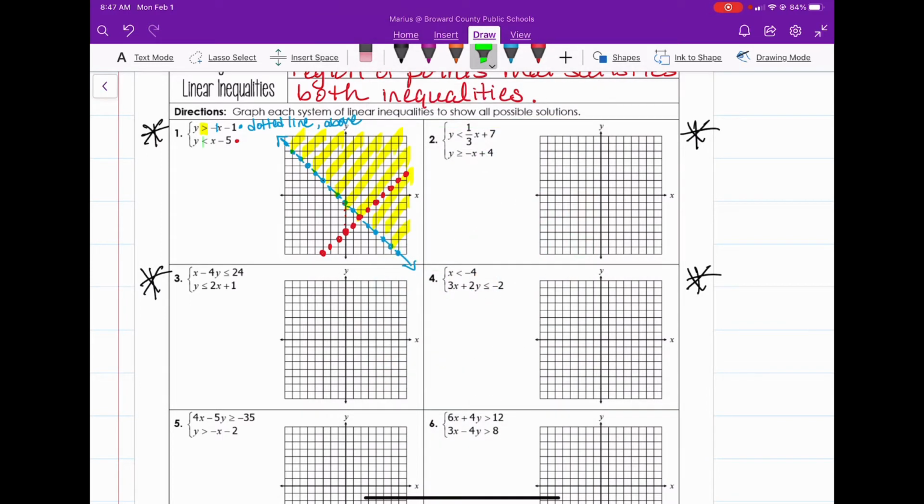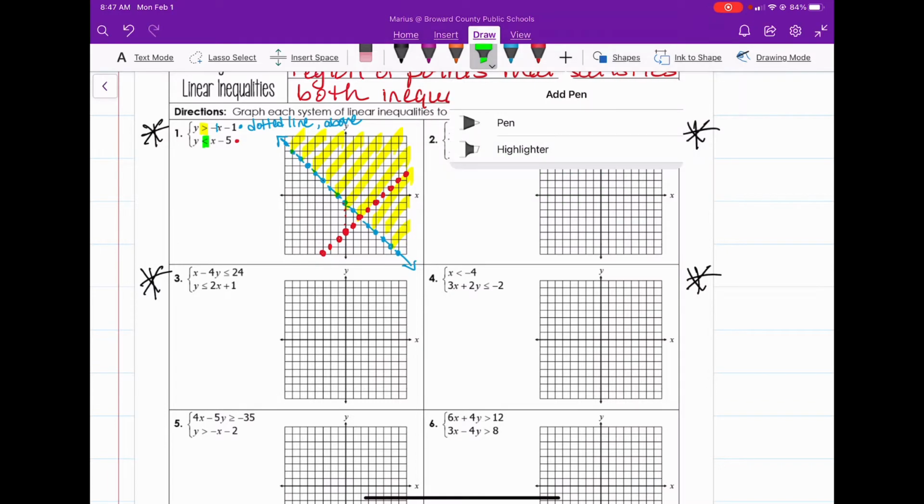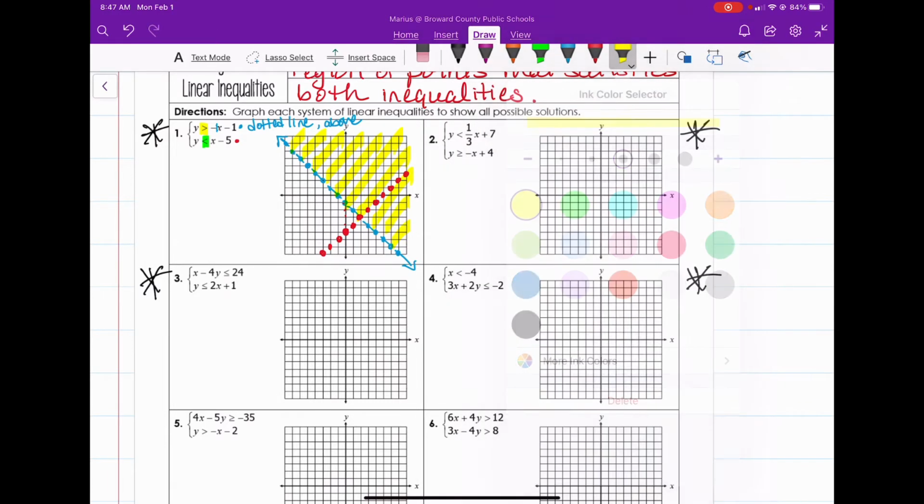Okay, it's going to be green, and let me add another highlighter. Yeah, we'll keep it yellow. There we go. So let's go back to the green. Now, for the red line, it's also going to be dotted, and this one is going to be shaded below because it says less than. The inequality for the red line that I highlighted in green says less than, so that means shade below. So here's my dotted line, and now I have to shade this one below the line.